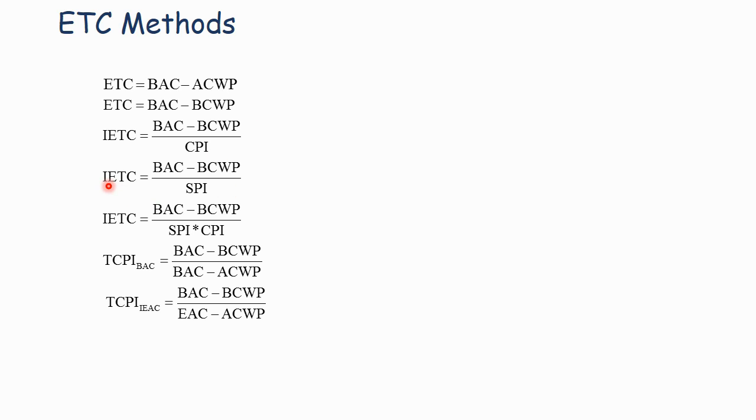You can also divide the remaining performance by the schedule performance index. If I'm behind schedule, I can add more budget by dividing the performance remaining by SPI. Likewise, if I'm ahead of schedule, I can reduce my budget by dividing by SPI. And if I want to account for both schedule performance and cost performance, I can multiply the one by the other and divide the performance remaining by the product of SPI and CPI.